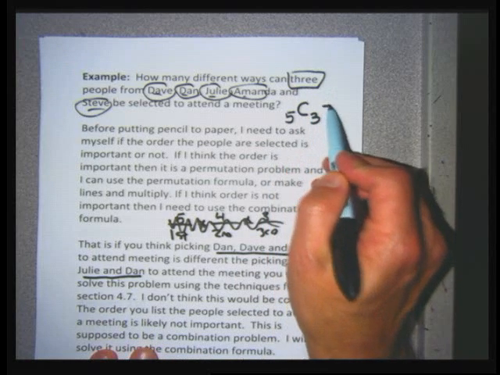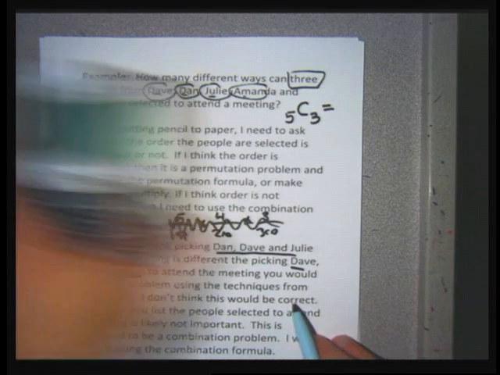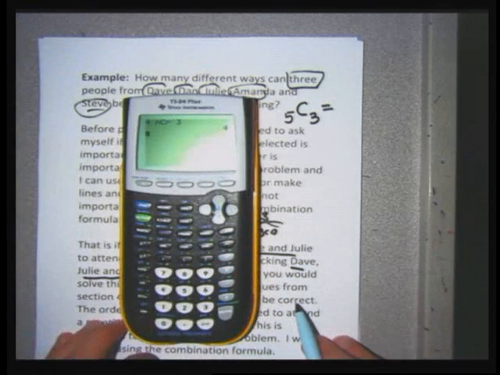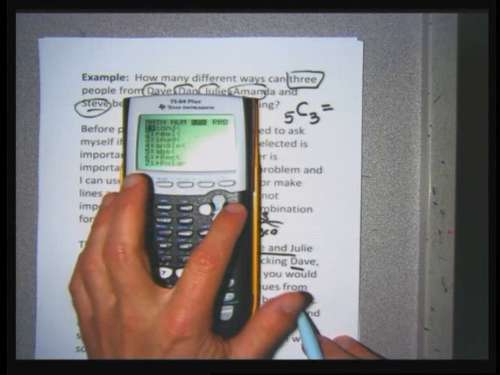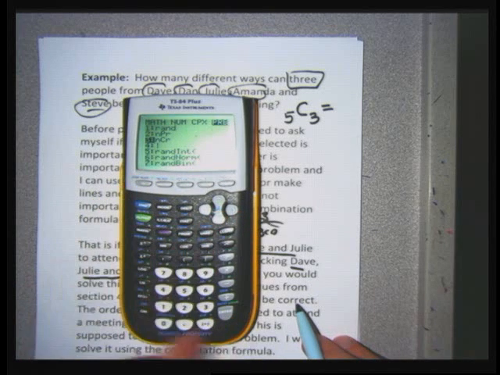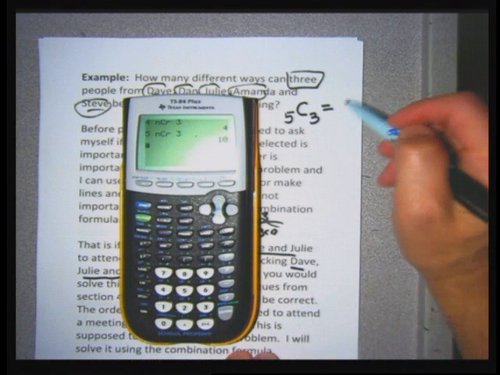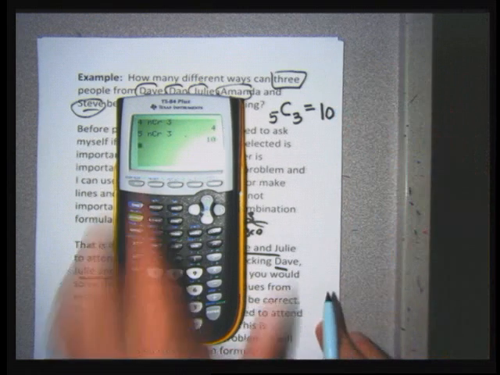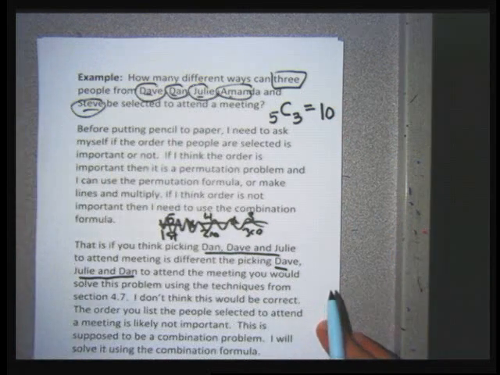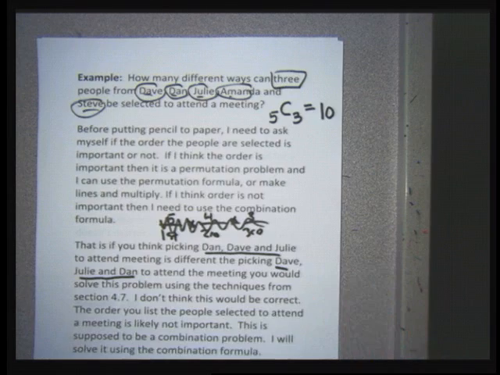So the number of groups that can happen is 5 choose 3, and I'll just break my calculator out, type in the number 5, hit my math key, go over to PRB, down to nCr, type the number 3, and it's going to give me 10. 5 choose 3 is a real common combination. So there's 10 different groups of 3 people that can be selected. Each group is leaving out 2 people. It's picking 3 and leaving 2 out, and the order that we select them in doesn't matter.